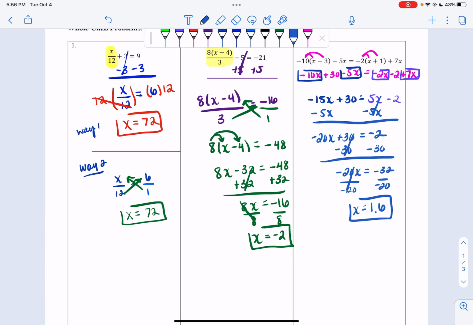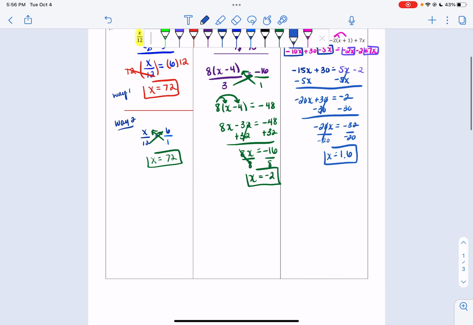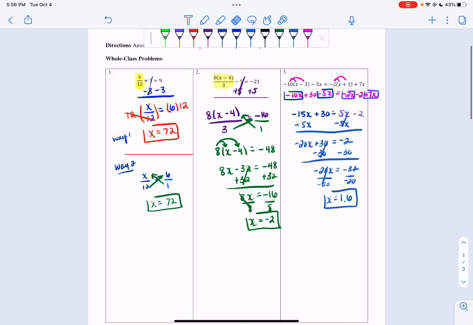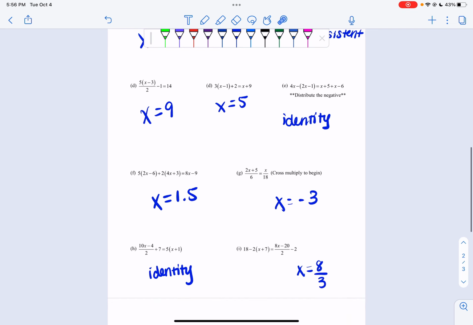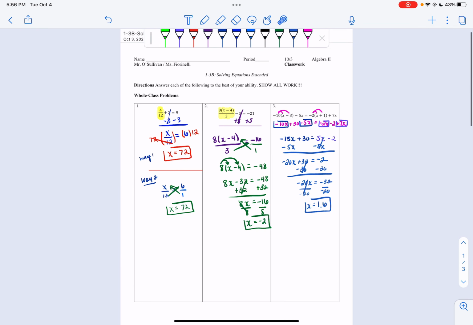So those are the level of difficulty of equations that we're going to be doing for the most part. Definitely like number 2 and number 3. So make sure you're very familiar with how to do those. So please now try to do these problems on the back by yourself. If you have any questions, let myself or Miss Fiorinelli know.